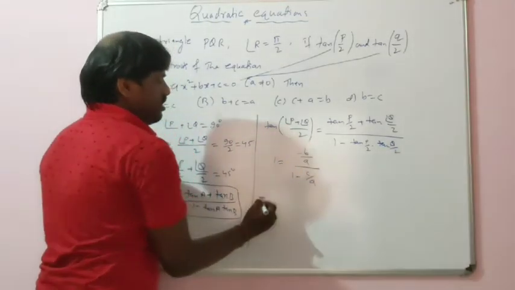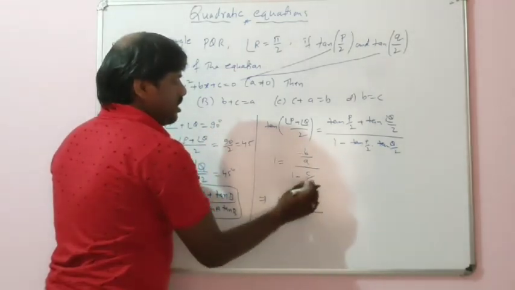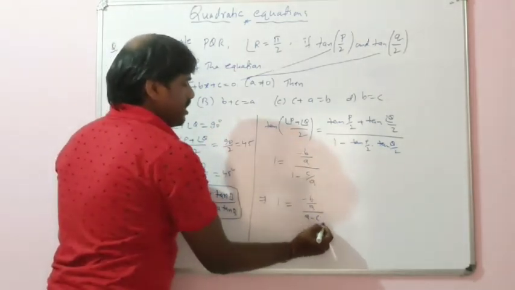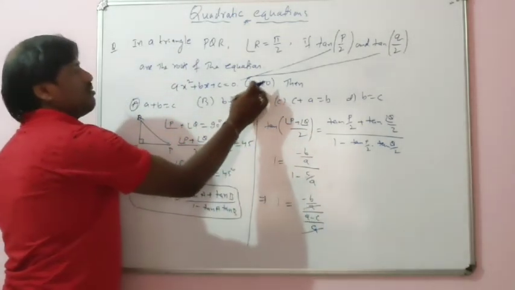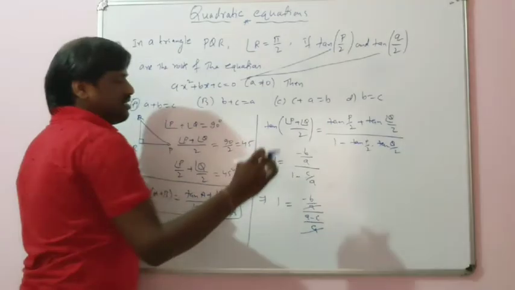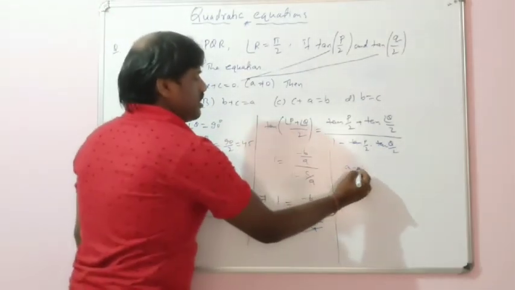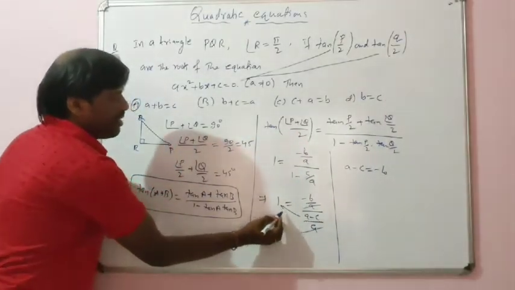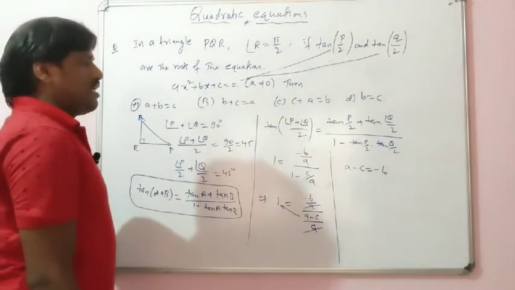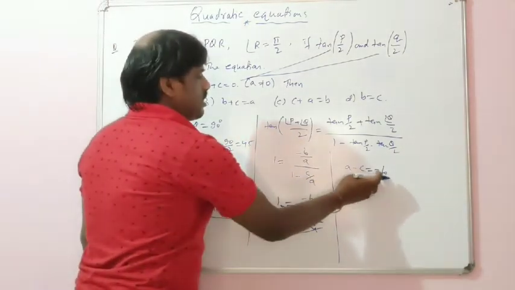Simplify this. 1 is equal to minus B by A upon, if I take the LCM, A minus C divided by A. This A and A cancel because A is not equal to 0. So what I am going to get here is A minus C is equal to minus B after cross multiplication. A minus C is equal to minus B.